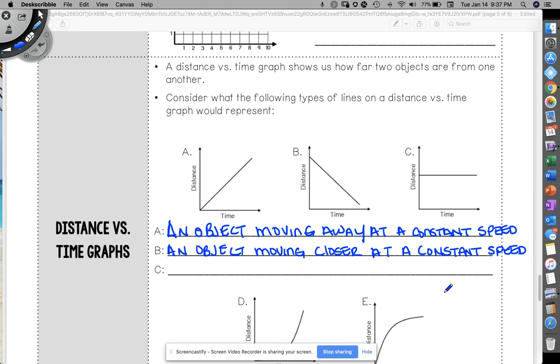So C, if you notice, C is a flat line. So it's just no change really. So over time, the distance is not really going very far. So what we're going to say here is that an object is at rest. So an object at rest, which means it's not moving. It's stationary, and not changing its distance.